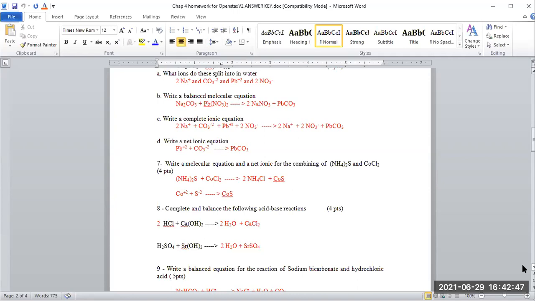So pulled it apart, cobalt +2, sulfide -2, product, one single molecule of cobalt sulfide.